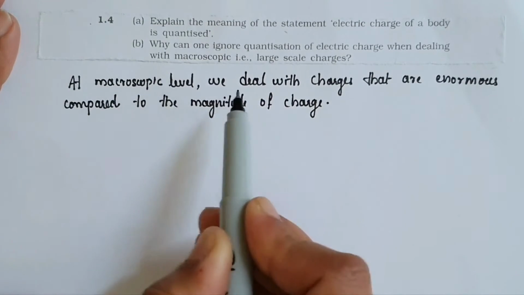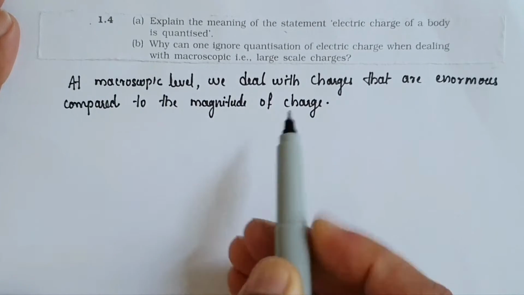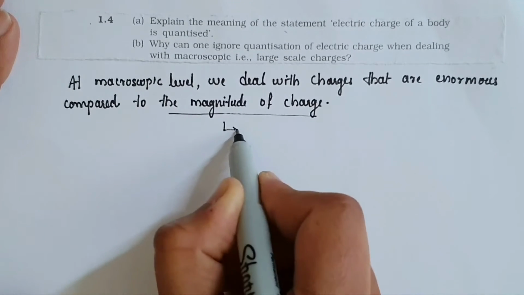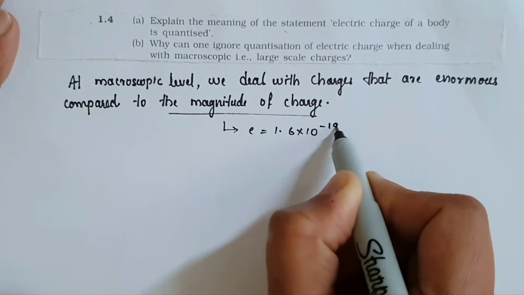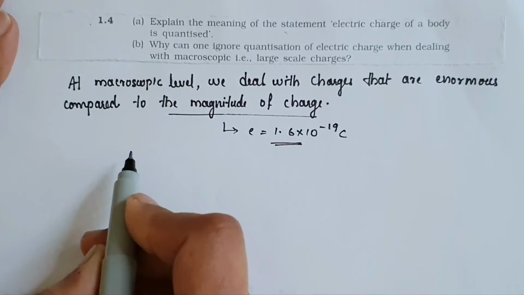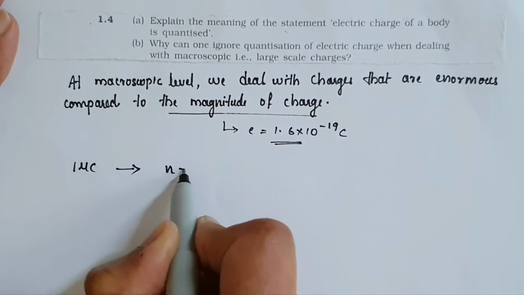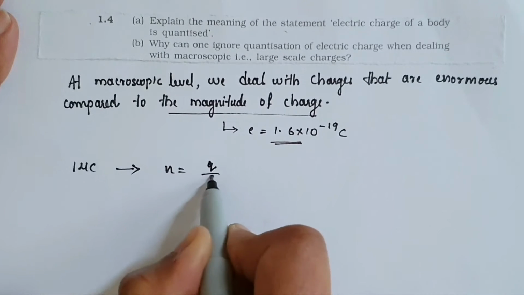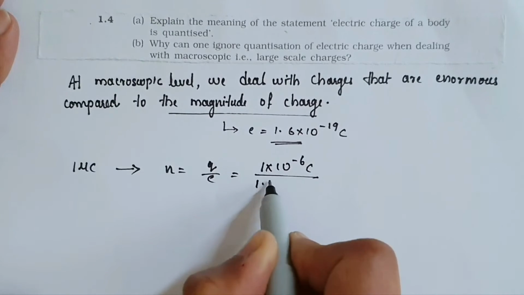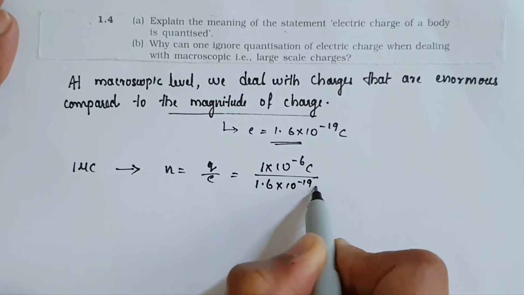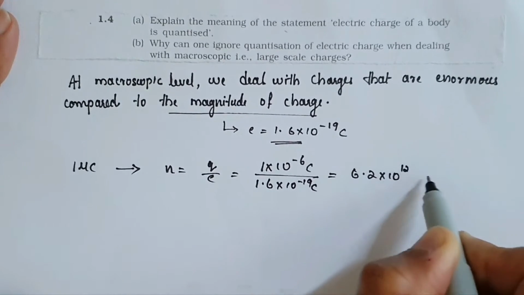At the macroscopic level, we deal with charges that are enormous compared to the magnitude of the basic charge. Now, what is the magnitude of the basic charge? That is 1.6 into 10 raised to minus 19 Coulomb. So, when you consider 1 microcoulomb of charge, it contains N equal to Q by e. This is equal to 1 into 10 raised to minus 6 Coulomb by 1.6 into 10 raised to minus 19 Coulomb. This is equal to 6.2 into 10 raised to 12 electrons.